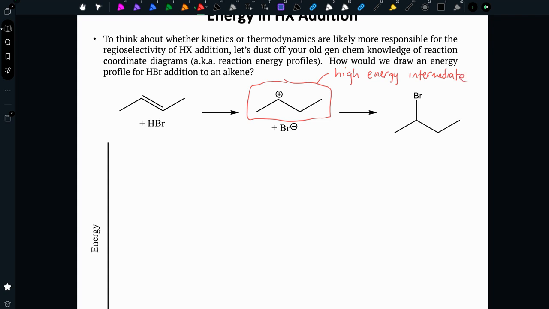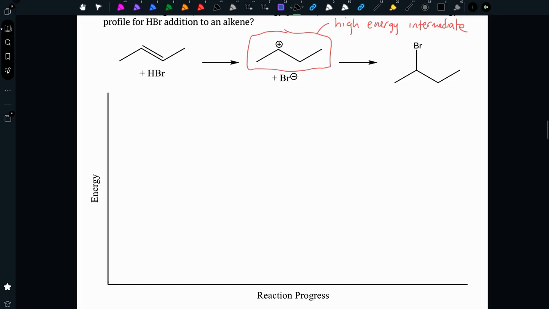What that means is in this reaction, we are going to have a first step with a high hill, and the intermediate. I'm going to redraw this so it's right under the carbocation. The intermediate carbocation is going to be very close to the top of that reaction hill. Okay, so my carbocation lies right here.